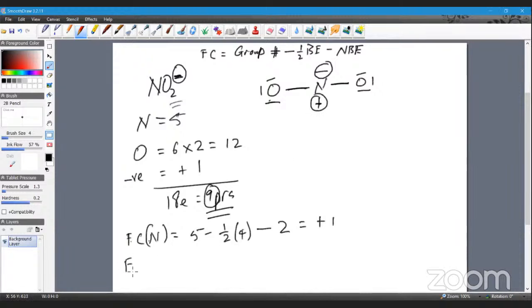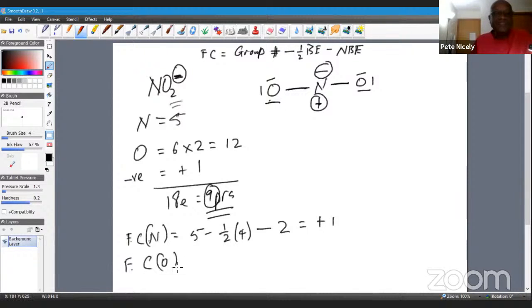And then we do the same thing for the oxygen. The group number is 6 minus half of 2 minus 6, because remember, we're doing the calculation for 1, which is the same as the other. And when you work this out, you're going to get minus 1, all right? So each oxygen in this structure will have a minus 1 charge here and here, all right?